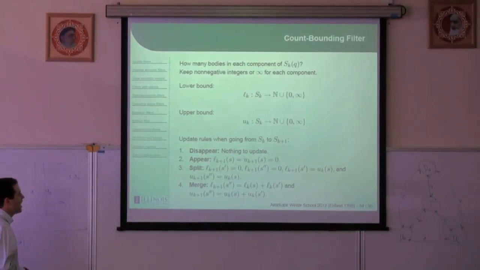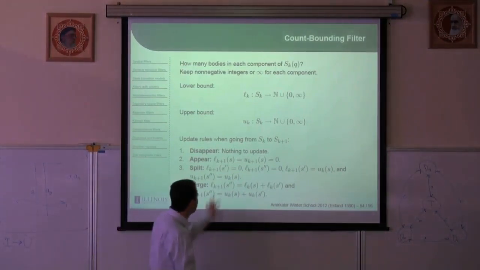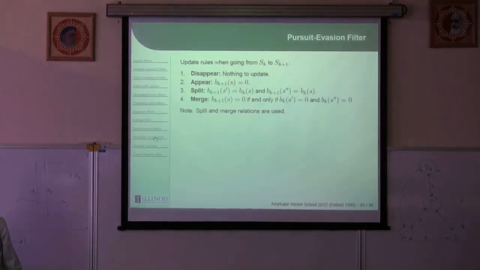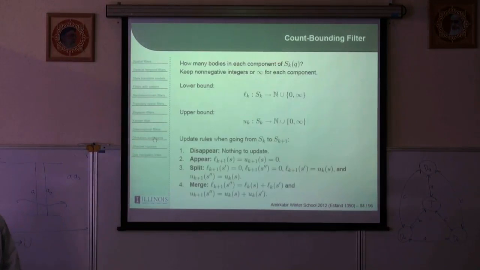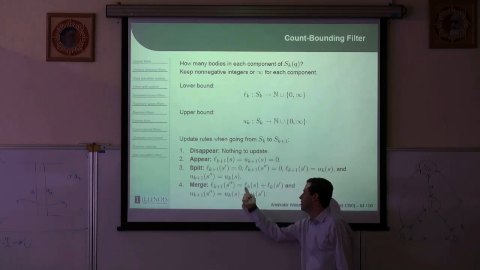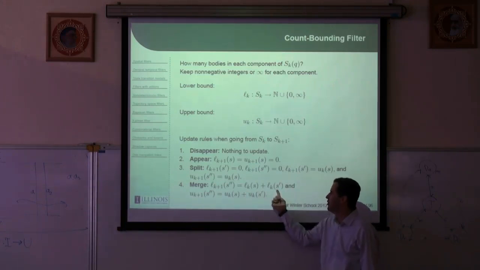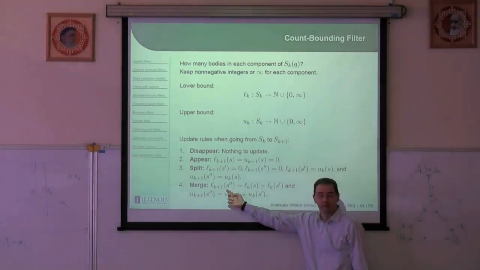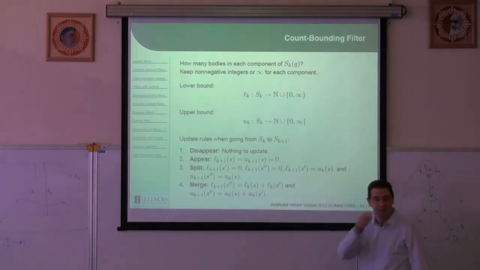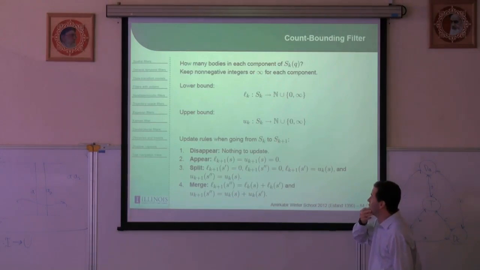So that's the idea. Now, if we want to make a filter for that, we just have these updating rules, which look just like the updating rules for pursuit evasion, which is this one. This one was very simple. This one's a little more complicated. Let me talk about merge. If the lower bound for two shadow components were this and this, then when I merge, I'm just going to add them together, right? Upper bound, this and this, when I merge, I add them together. Okay? So that's quite simple.